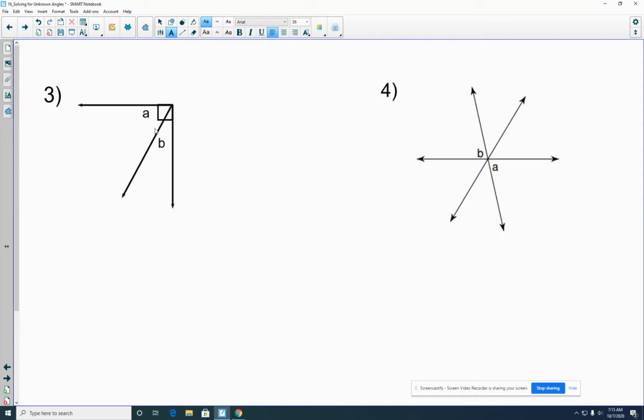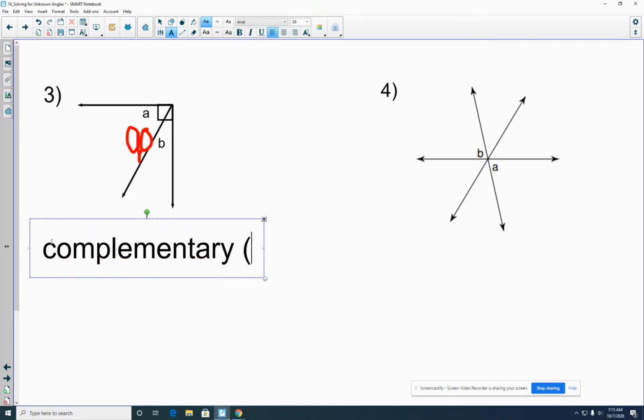Number three, here we see this right angle symbol. So that means that these two angles do sum to 90 degrees. If they sum to 90 degrees, then they are complementary. So we have here that these angles are complementary, and that's your 90 degrees that they sum to.